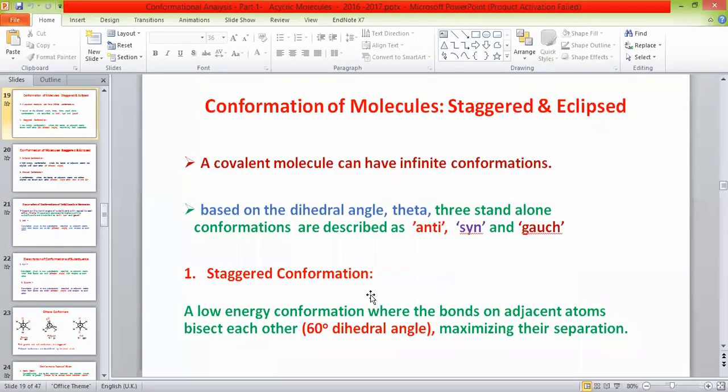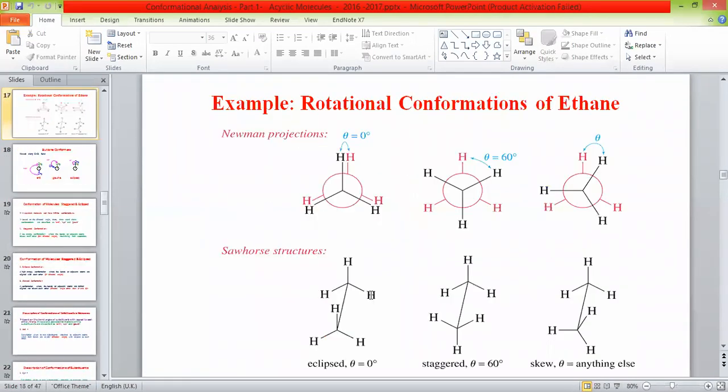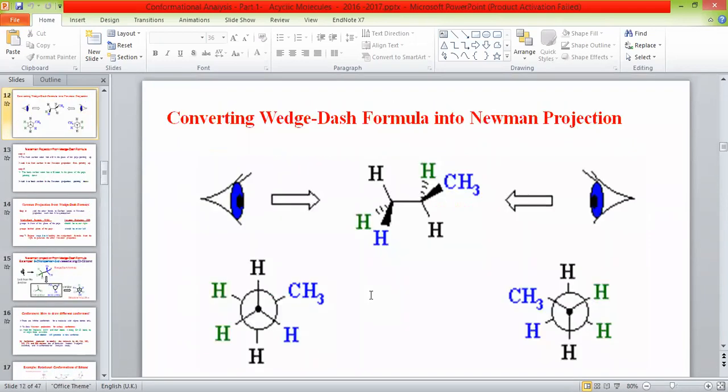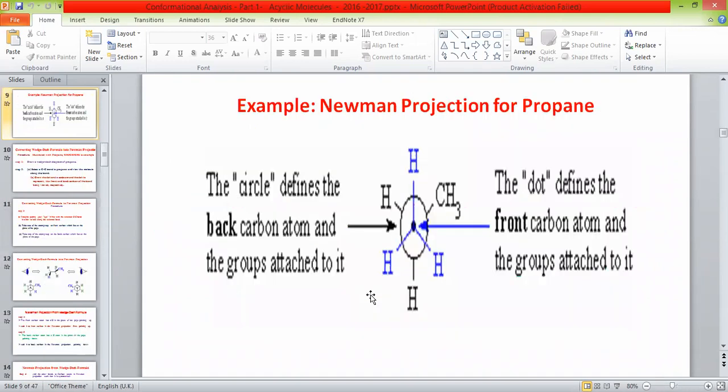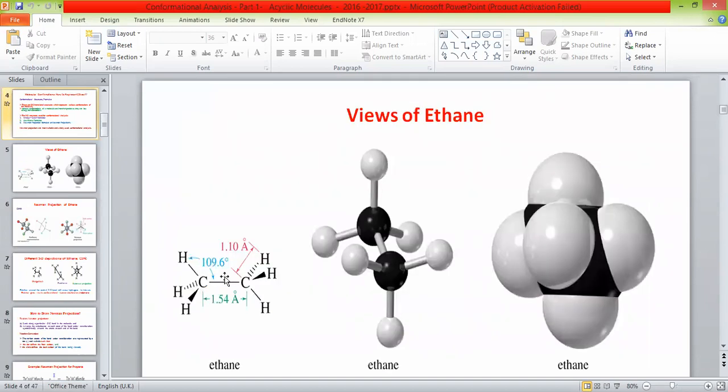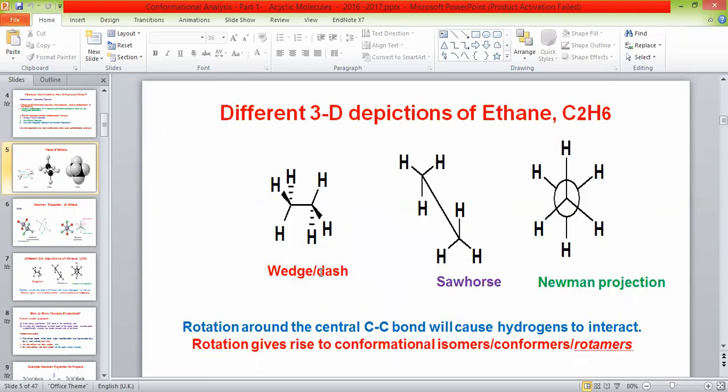Now, if I take you back, let me just take you to the first structure that we had so that you see what we're trying to talk about here. We have these angles, 109 degrees, this angle here. So when the molecule is rotating, these angles are going to start changing. When these angles start changing, they will bring about what is known as angle strain.